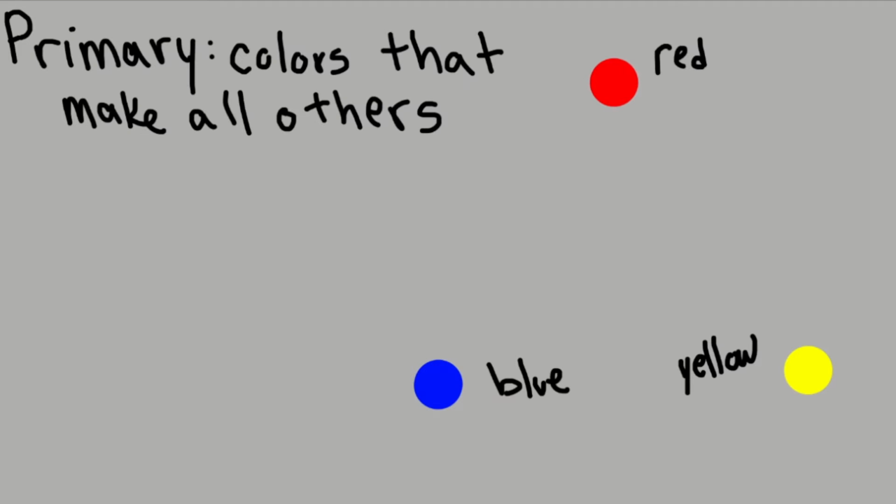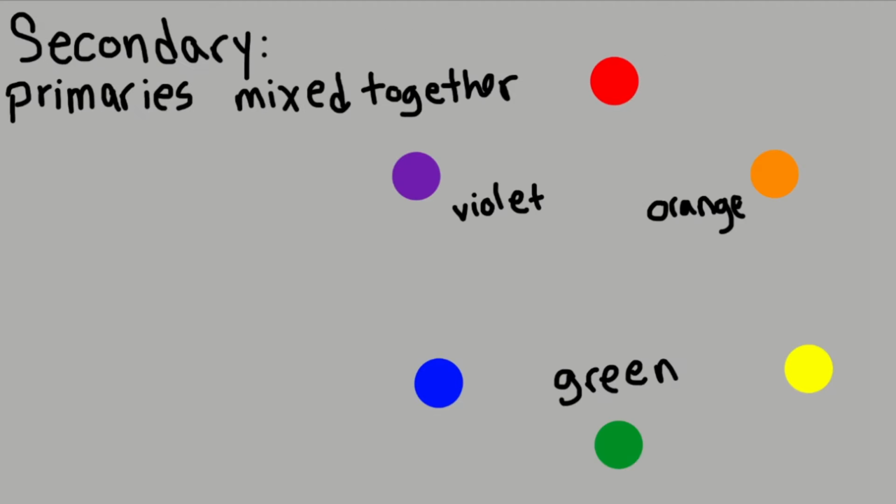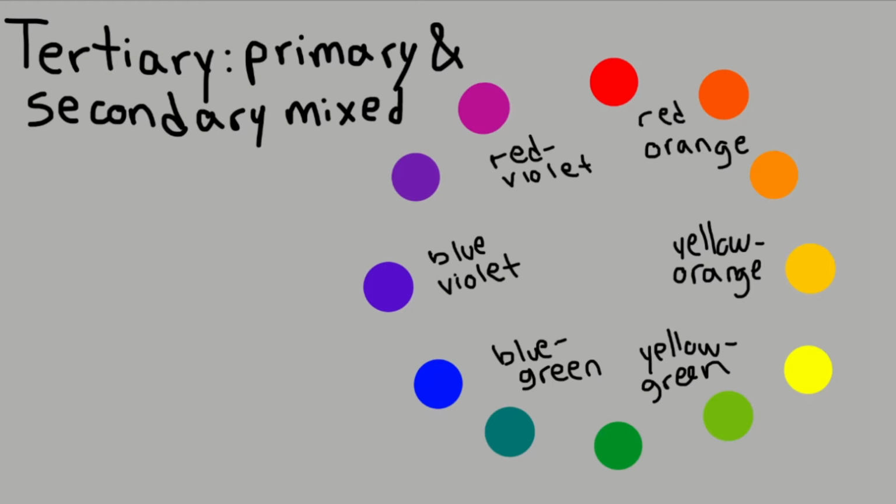As I said before, the primary colors are red, yellow, and blue, and the primary colors are just the colors that you can mix together to make all the other colors. And if you mix those together, you get the secondary colors, which red and blue make violet, red and yellow make orange, and blue and yellow make green. If you mix a primary color and a secondary color, then you get tertiary colors. So red-orange, yellow-green, blue-violet, red-violet.